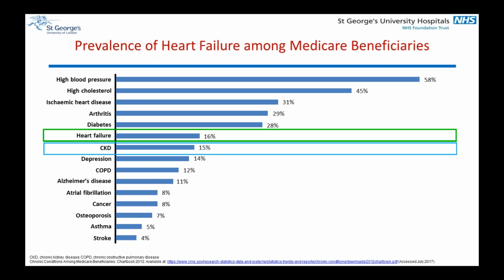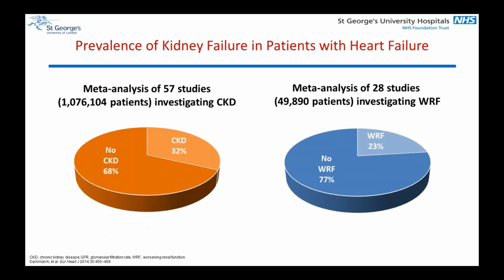Now, how common is chronic kidney disease in heart failure patients? If you look at this slide, it's a large meta-analysis by Dr. Damman. You can see more than 1 million patients he put together, and chronic kidney disease prevalence is about 32%. And I'll show you data from St. George's, which is very similar, and most of the studies will have a very similar figure. So 1/3 of all the heart failure patients that the heart failure doctors see in their clinic are actually patients with chronic kidney disease as well. So this is not an insignificant problem.